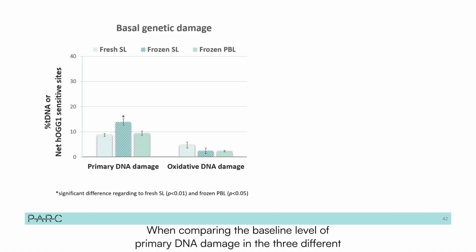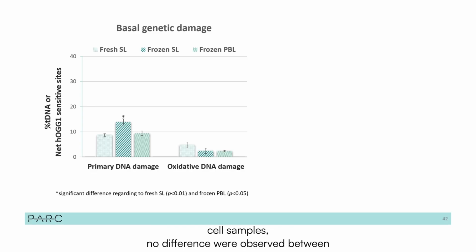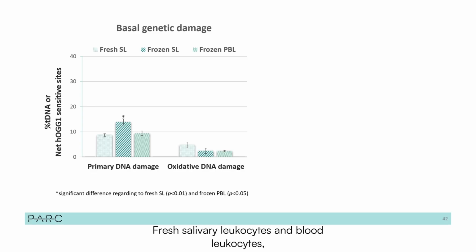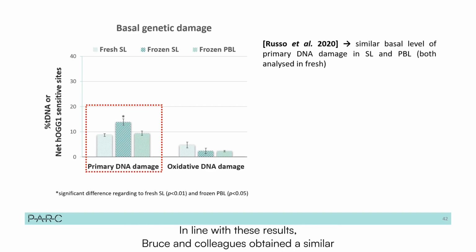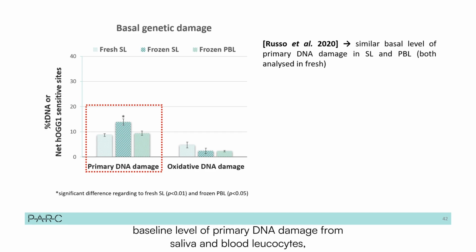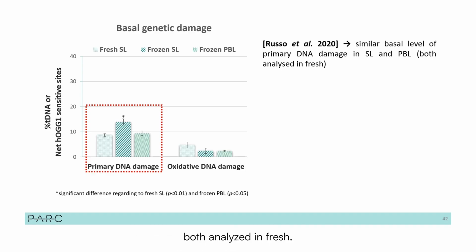When comparing the baseline level of primary DNA damage in the 3 different samples, no differences were observed between fresh salivary leukocytes and blood leukocytes, and frozen salivary cells showed only a slight significant increase in the baseline genetic damage relative to the other biomatrices. In line with these results, Russo and colleagues obtained a similar baseline level of primary DNA damage from saliva and blood leukocytes, both analyzed fresh.